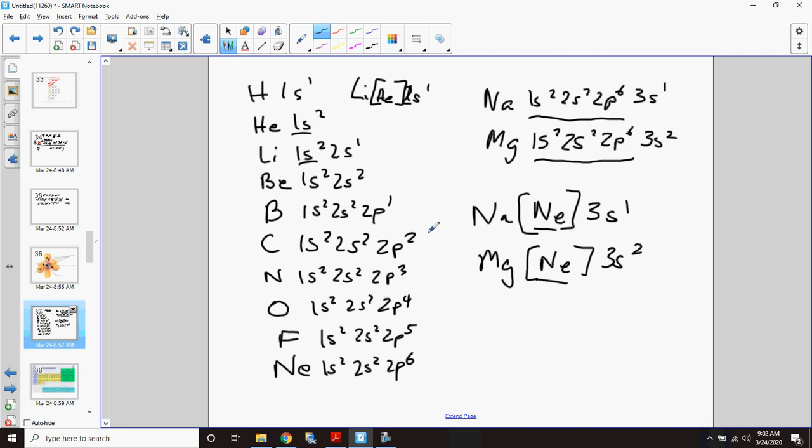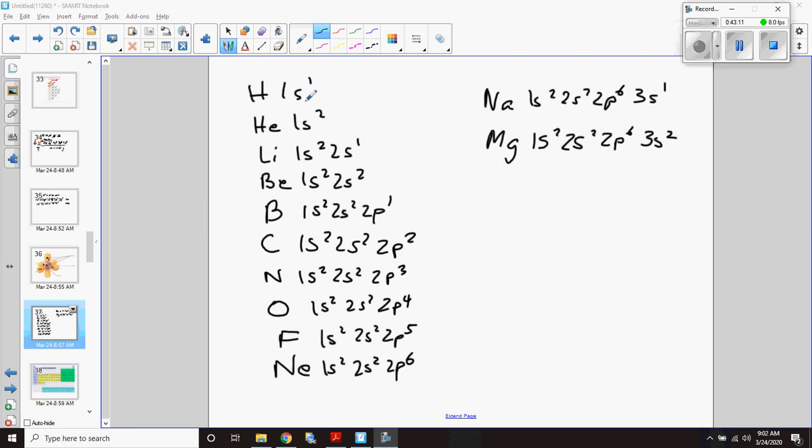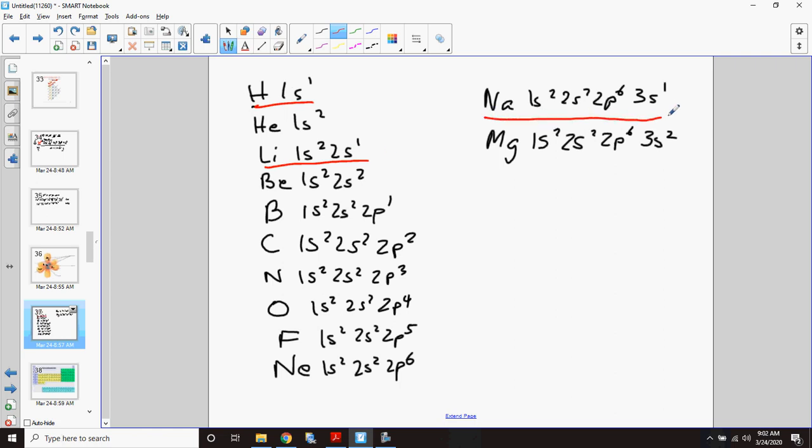I want you to focus on, let me erase some of the stuff that I just put up there, and we're going to focus on a couple things. So I want you to focus in a couple places. I want you to look at hydrogen. I want you to look at lithium. And then S1. Who's the next one that's got an S1? Over here, sodium. And then I want you to look at the periodic table. And where are hydrogen, lithium, and sodium on the periodic table?